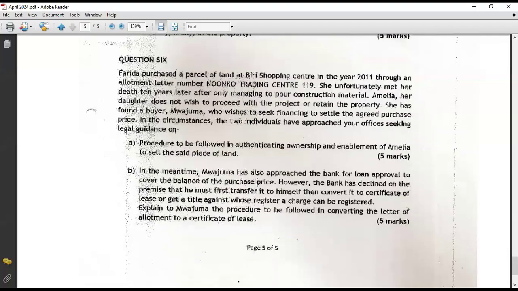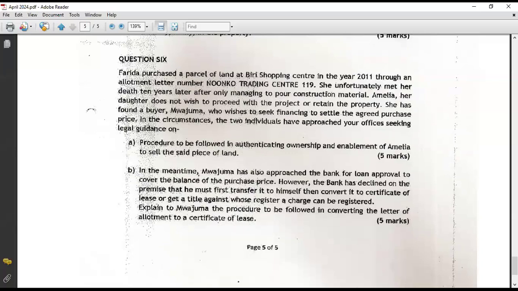Farida purchased a parcel of land at Billy Shopping Center in the year 2011 through an allotment letter number NOC Trading Center 190. She unfortunately met her death 10 years later after only managing to pour construction materials. So she died in 2021.